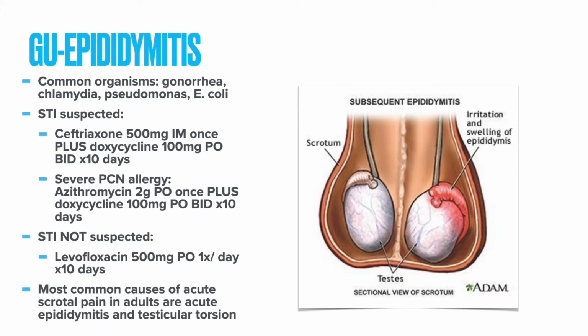So choices of antibiotics for epididymitis that are caused by an STI include ceftriaxone IM plus doxycycline. If they have a severe penicillin allergy, you can always do azithromycin as well. If an STI is not suspected, then levofloxacin is actually the first-line choice. Important to note that the most common causes of acute scrotal pain include epididymitis and then testicular torsion. So epididymitis really just needs to be high on your differential when treating those patients that are coming in with scrotal pain.